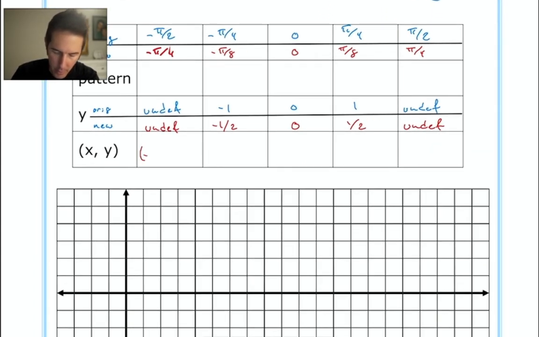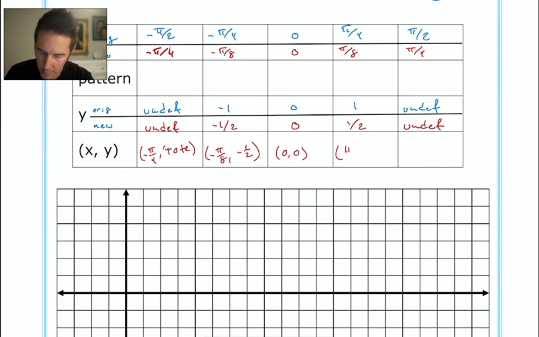At -π/4, we have an asymptote. And then here we've got -π/8, -1/2. And then we've got 0, 0, and +π/8, +1/2, and at +π/4 we have another asymptote.